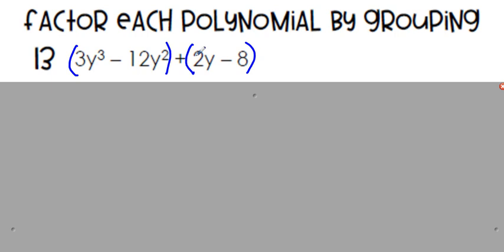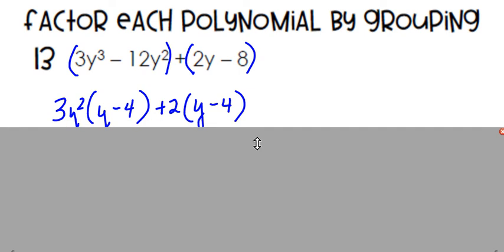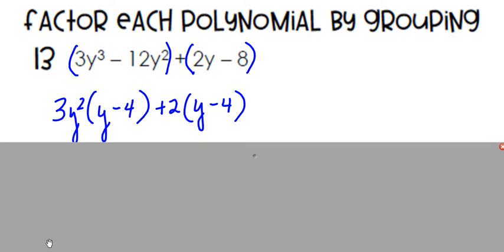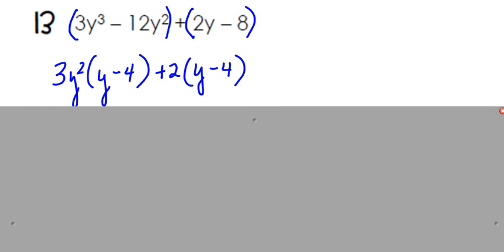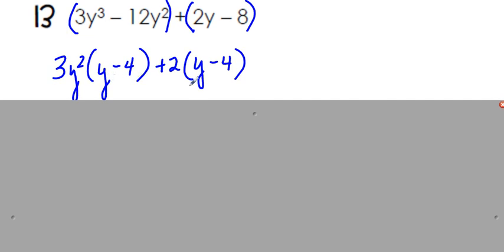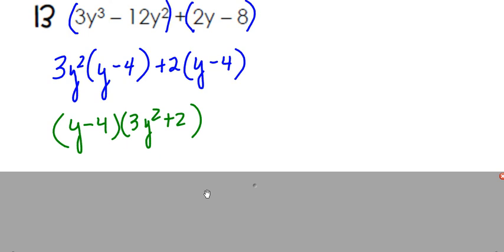All right, on 13, we're going to factor by grouping. So the first thing we're going to do is group this 4-term polynomial into 2 binomials. And then we're going to factor out the greatest common factor for each pair. So 3 and 12, the greatest common factor is 3. y to the third and y squared is y squared. And the greatest common factor of 2y minus 8 is 2. So now our greatest common factor is y minus 4. I'm going to factor that out. And there, you factored that by grouping.